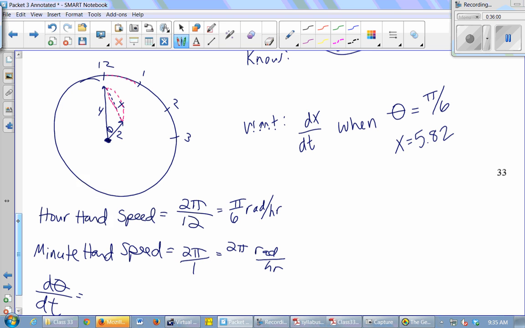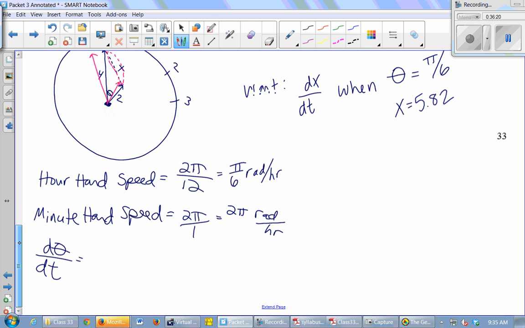So let's think about it. A couple minutes before 1 o'clock, my minute hand's over there, and my hour hand's like here. So if I want to calculate theta, I would do hour hand minus minute hand. I guess it doesn't matter. So pi over 6 minus 2 pi. Negative 10 pi over 6, or 5 pi over 3.